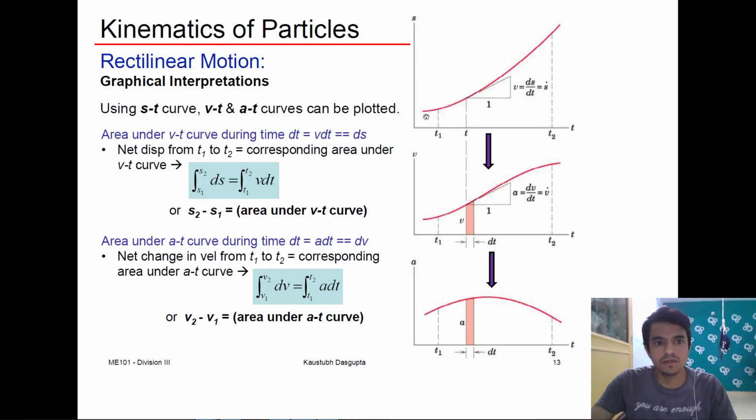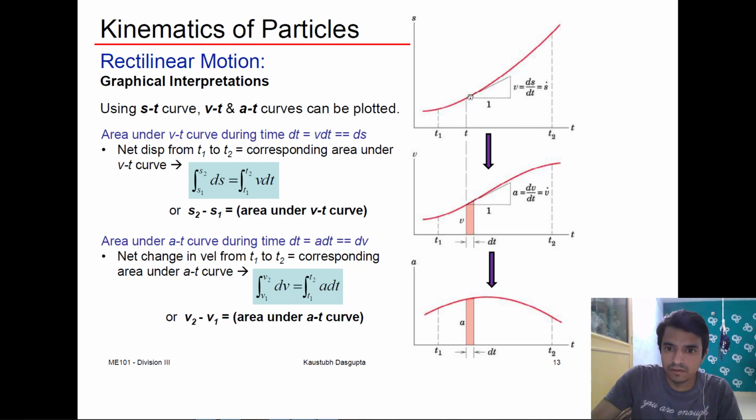Then we will see about the motion curves. Motion curves are nothing but the graphical representation of velocity versus time, or acceleration versus time, or displacement versus time. We will see a little bit about the motion curve. If the graph of s versus t is given, displacement versus time, that simply means for time t1 displacement will be this much, for time t2 displacement will be this much.